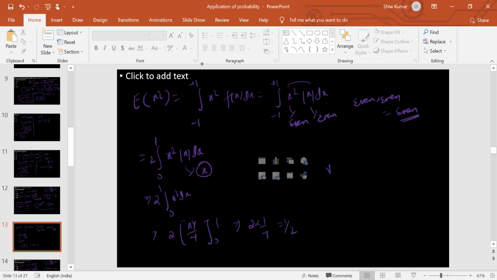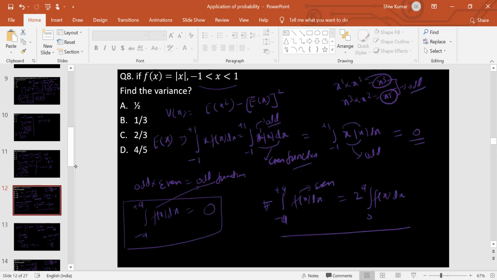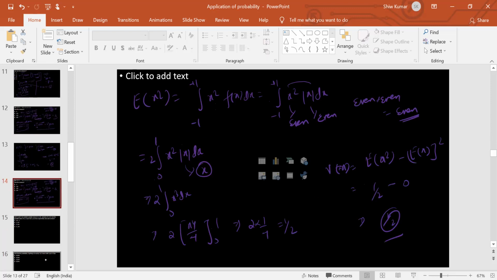So the variance of this random variable is expectation of x square minus expectation of x whole square. This one I got as 1 by 2 and the expectation we got here is 0. So the right answer is 1 by 2. If you take the difference, you check here: in the previous one I found expectation of x as 0, I need to find only expectation of x square. Now we'll see the next question.